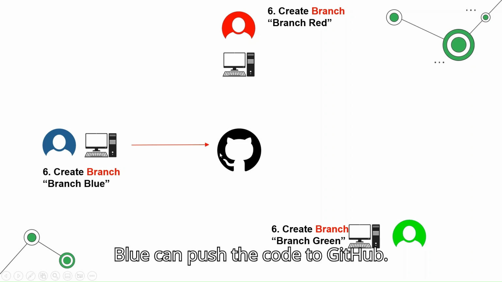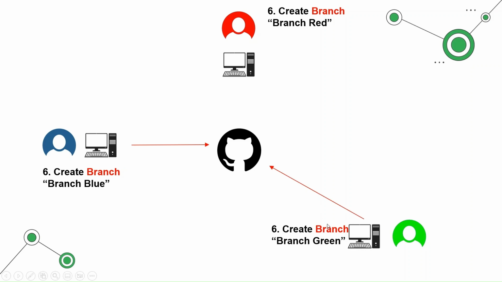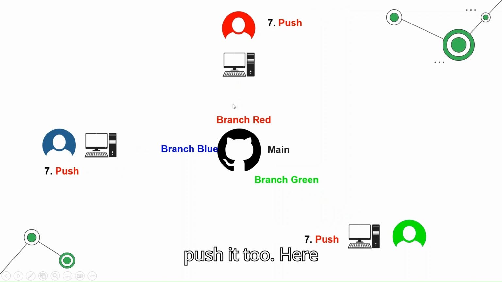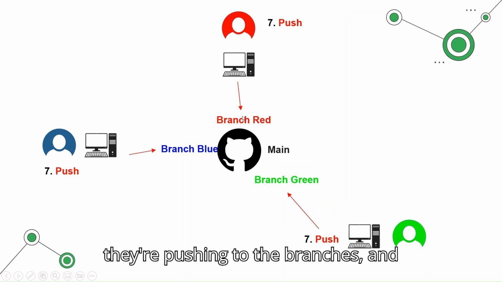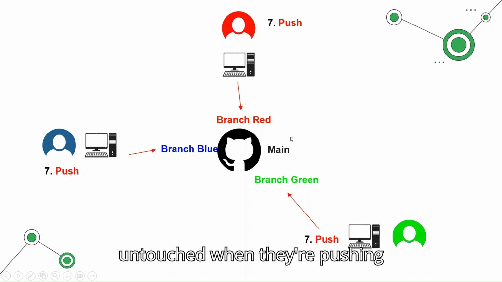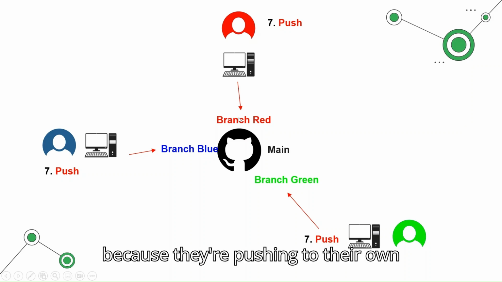Green can push the code to GitHub. Green can push the code too, and red can push it too. Here, they're pushing to the branches, and here's the main. The main remains untouched when they're pushing, because they're pushing to their own branches.